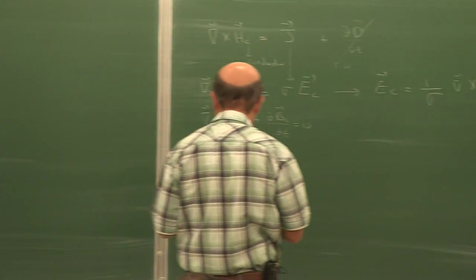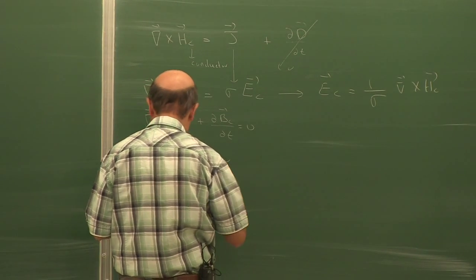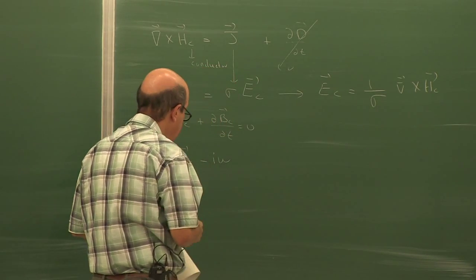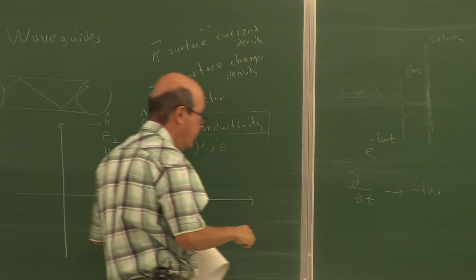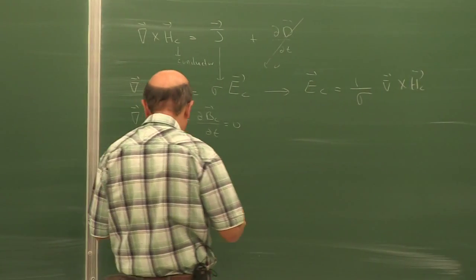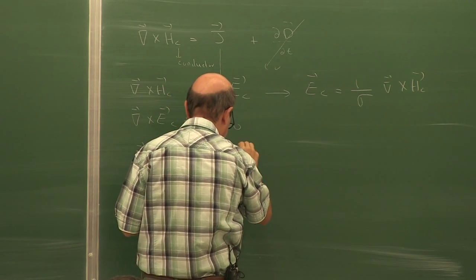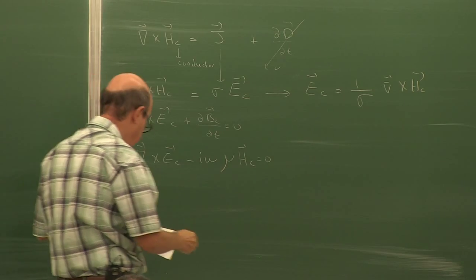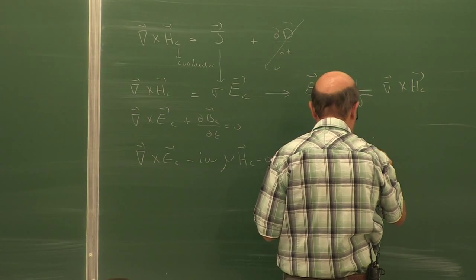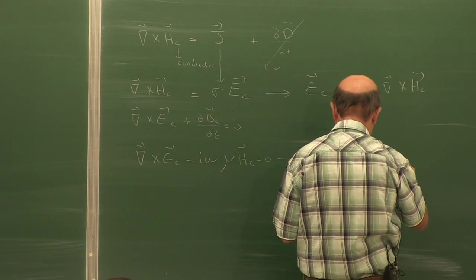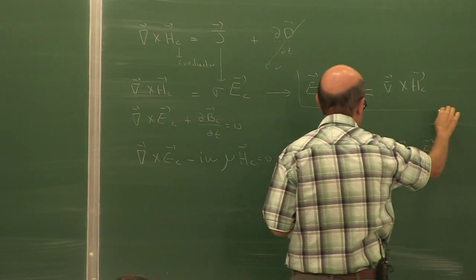So this term becomes curl of E minus i omega, and instead of B you can write in terms of the magnetic permeability. So you can write this in terms of H, that becomes minus i omega mu H in the conductor, which has to be zero, and from here we can write H as minus i over mu times the frequency of the wave, times curl of E. So we have two equations in terms of the curls.